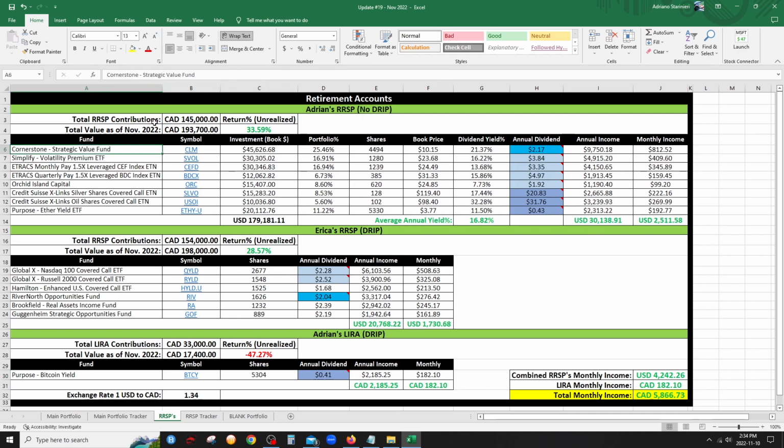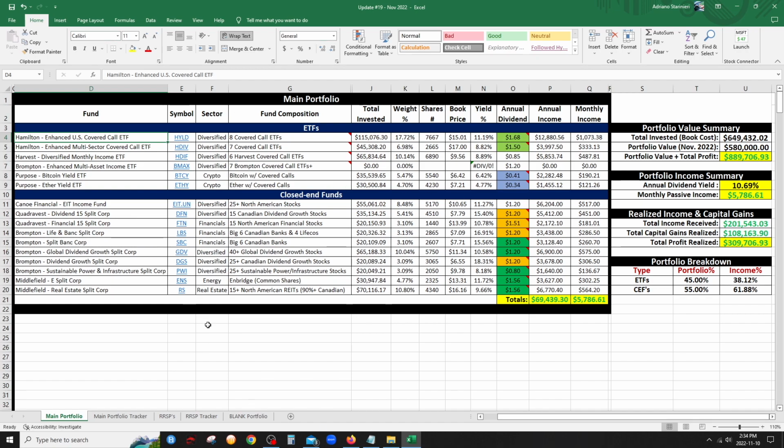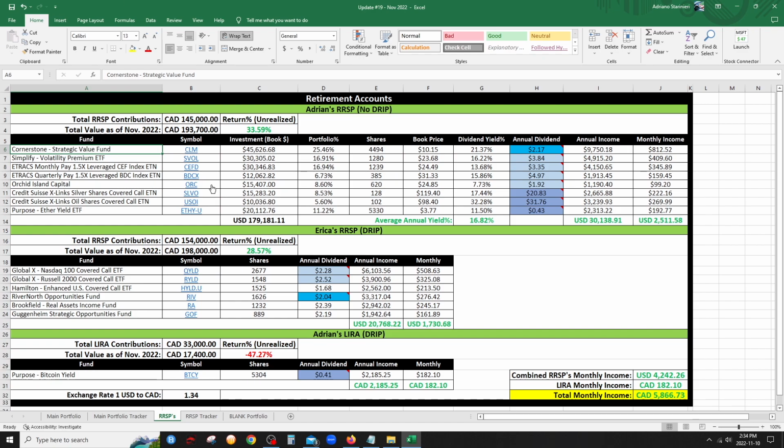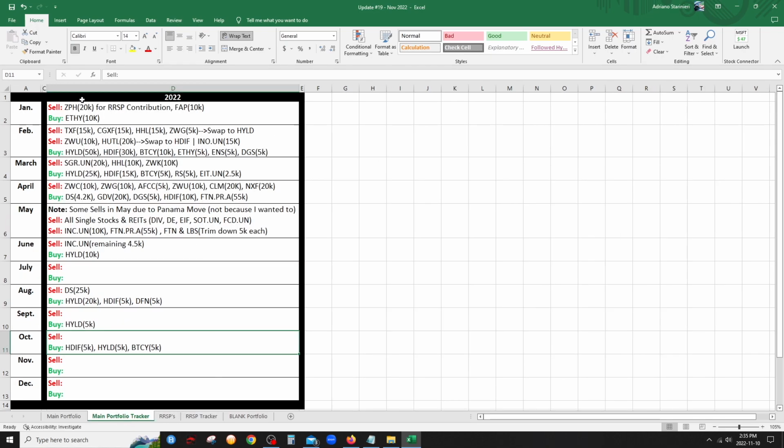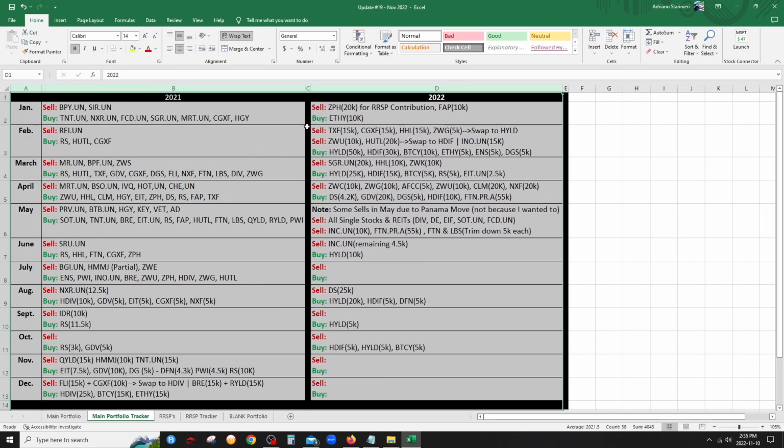But my RSP here, this is really my YOLO fun account, and this goes for everything. I decided to pretty much keep everything in US currency in my RSPs for the simple fact that the main portfolio will be all in Canadian currency and there's no 15% withholding tax, right? So once a month, I'll buy something new here in my RSP, and I show you guys everything with the tracker as well as the main portfolio, right? That's the tracking. So even here, guys, by the way, you see 2022. If you actually want to see everything I've done in 2021, you could unhide.